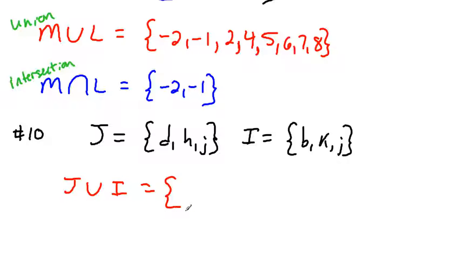Okay, and again, if you're going union, that's anything and all that shows up. So we've got a B and K and J, and then a D and H and J. So we've got B, K, D, H, and J. And again, there's no right or wrong order as long as you've got the numbers in there, or in this case the letters. As long as you've got the letters in there in any form or fashion, you're okay.